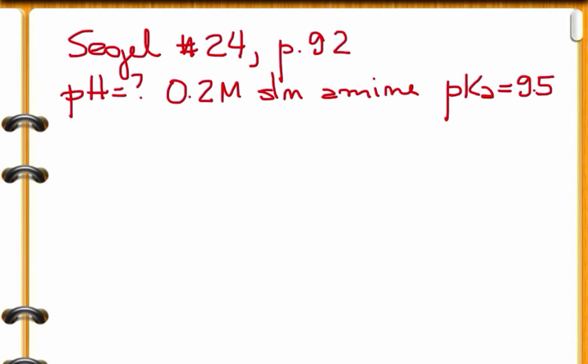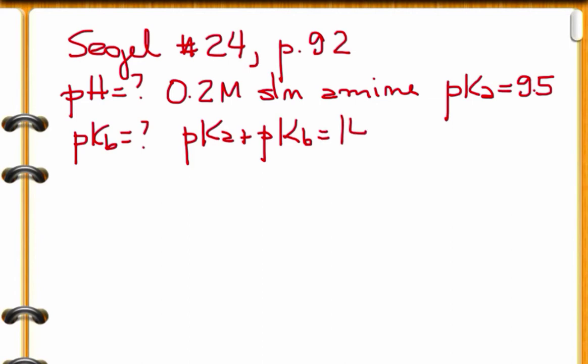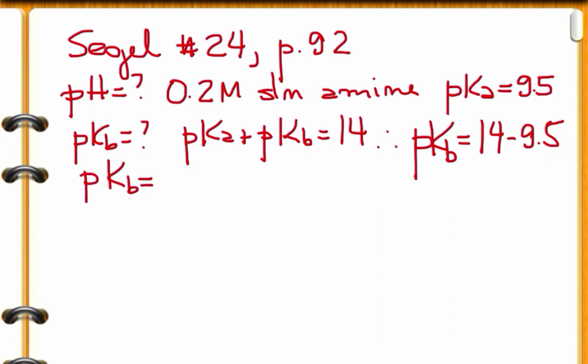So by now we know how to calculate the pKb. That was needed here because it's an amine, right? So pKa plus pKb is called pKw, which is 14. Therefore, we can calculate the pKb, that's the unknown here. So the pKb is going to be equal to 14 minus 9.5. That gives us the pKb of 4.5.